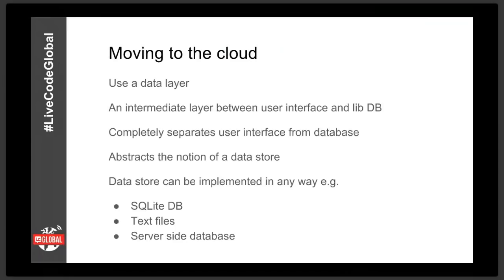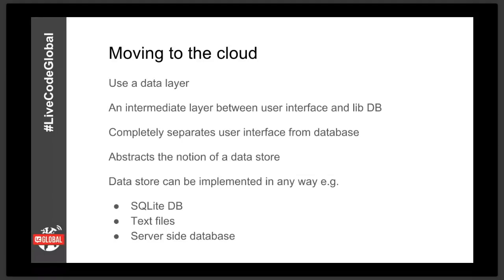Now, by introducing this intermediate data layer, that creates an abstraction. So what this abstraction means is the user interface no longer cares about how the data is stored, whether it's stored in the database, whether it's stored in text files, whether it's stored locally, or whether it's stored in the cloud. All it cares about is how it talks to the data layer. The data layer has a simple API, and our user interface just talks to the data layer. The data layer then talks to the actual database itself.